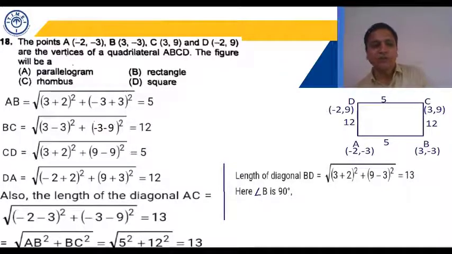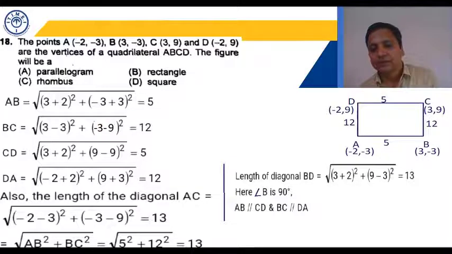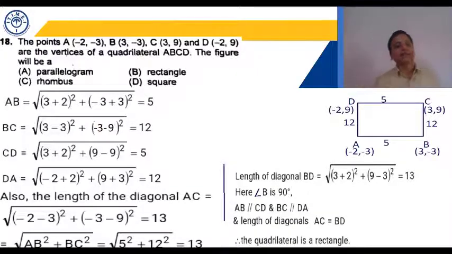And the lengths of the diagonals are also equal. The diagonals are equal and angle B is 90 degrees. Why? It's satisfying the theorem. Which theorem? 5 square plus 12 square equals 13 square. It's the Pythagoras theorem. So we can safely say AB is parallel to CD and BC is parallel to DA. The diagonals are also equal and opposite sides are also equal. So what type of quadrilateral is this? This quadrilateral is a rectangle.